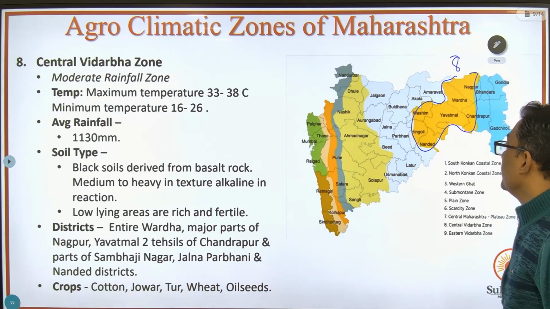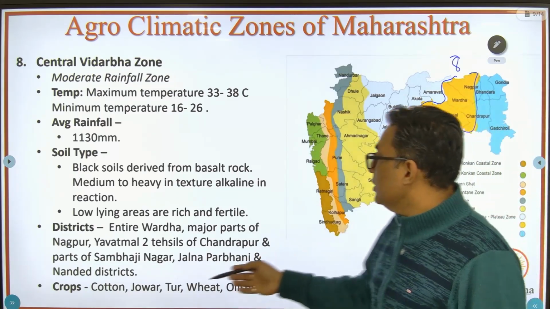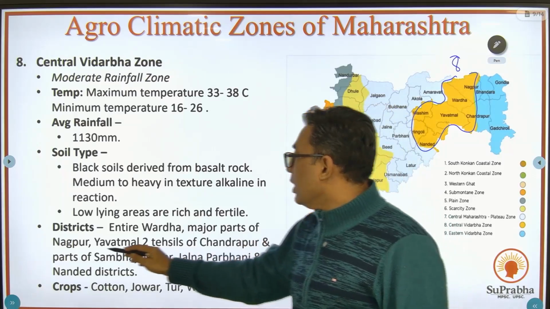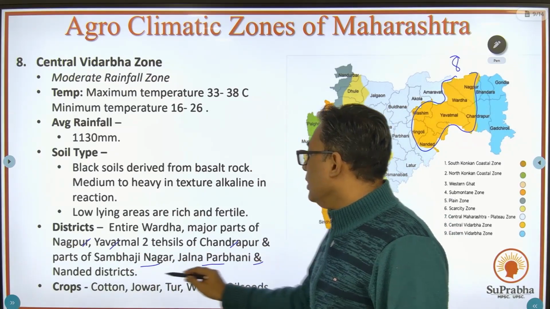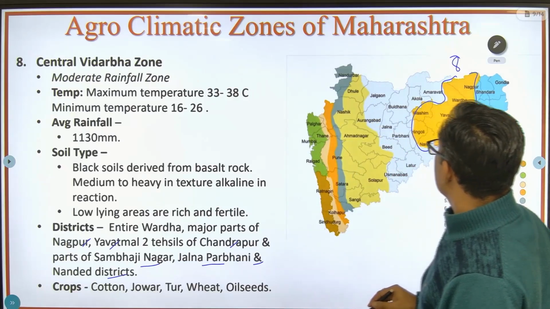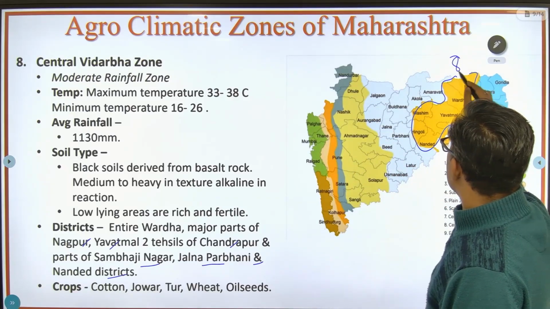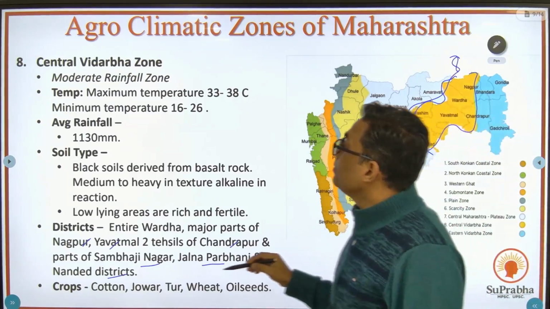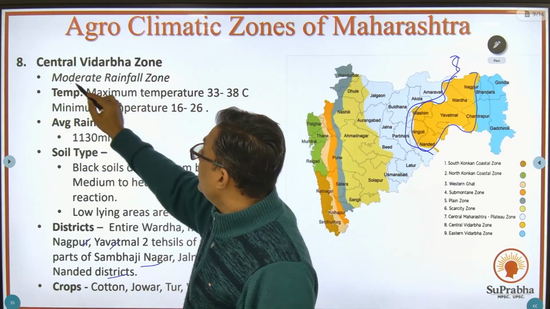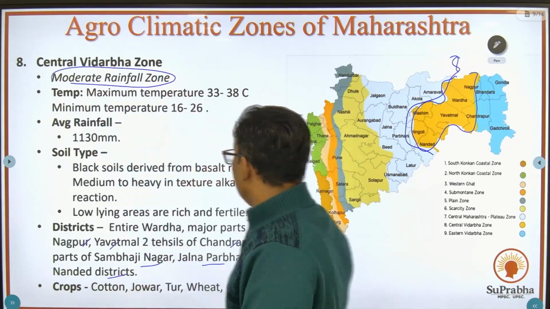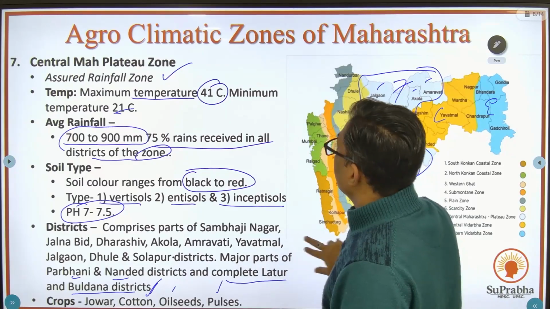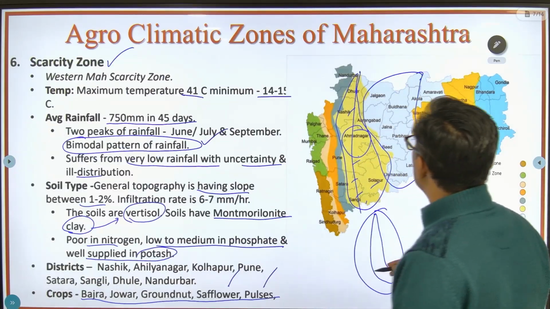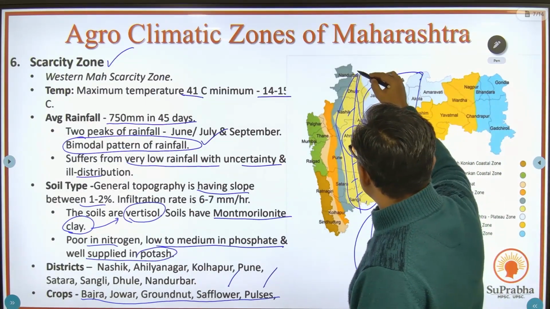central Vidarbha. Okay, so if you look at the districts, entire Wardha, major parts of Nagpur, Yavatmal, two tehsils of Chandrapur and parts of Sambhajinagar, Jalna, Parbhani and Nanded districts. That is the 8th one. Now, it is a moderate rainfall zone. See, understand one thing. So this was a scarcity zone. Okay, this was a scarcity zone.